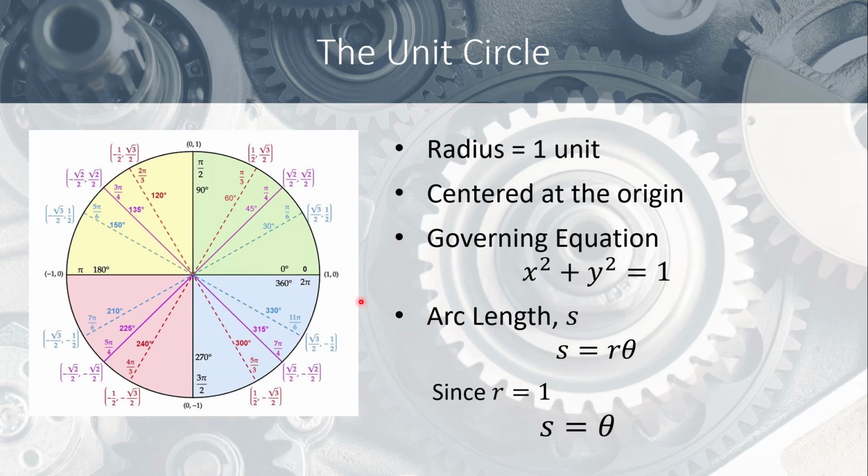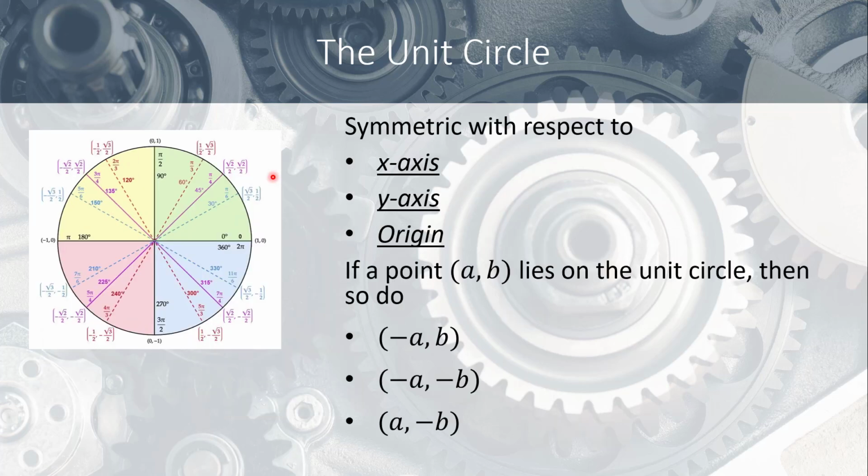Now, the arc length of this circle is equal to, as we know, r times theta. However, the radius is equal to 1, so for the unit circle, the arc length is equal to theta. So if theta is equal to pi over 3, you guessed it, this arc length is also pi over 3. So what else can we say about the circle?